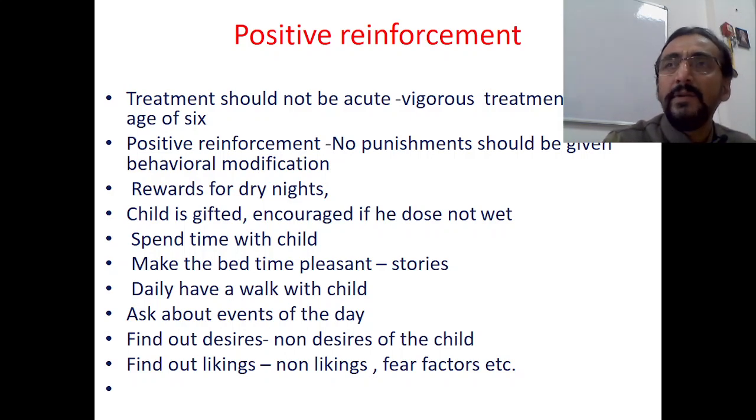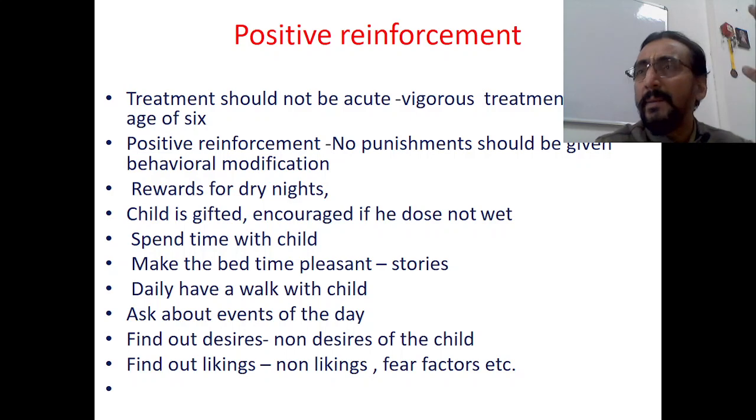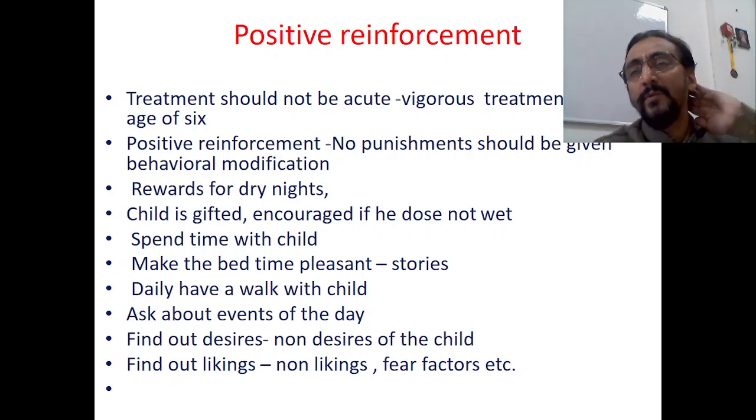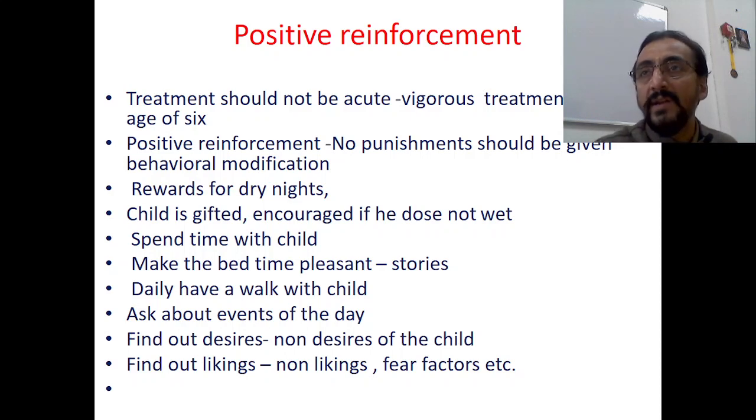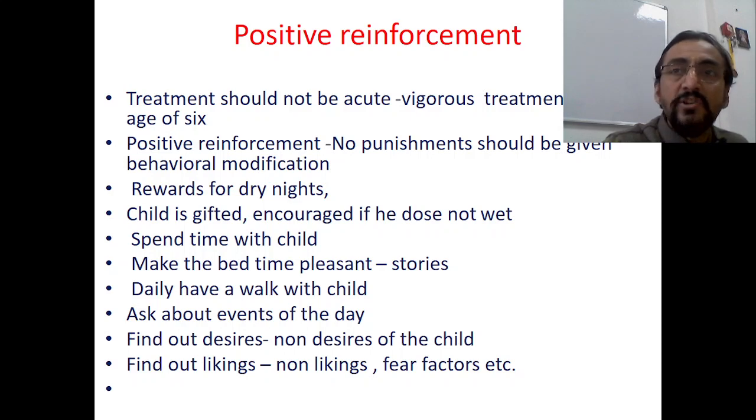Daily have a 5 or 10 minute walk with the child and ask him about what is happening today, from the morning to evening: what are all the things that you have experienced, the persons with whom you have met today, what happened in the school, what the teacher told, what friends told. So try to understand the mentality and the stress of the child so that he is able to share with you, and find out the likings and non-likings of the child. And TV watching, mobile watching, screen time, especially screen time, has to be reduced.